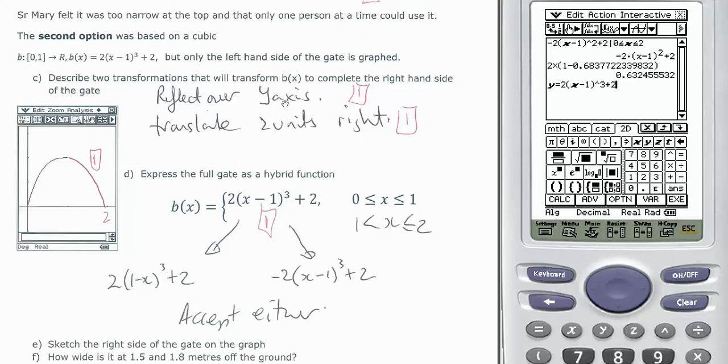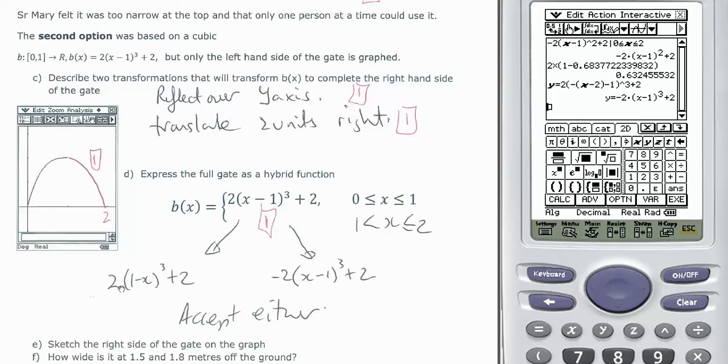A reflection over the y-axis, I replace x with minus x. So here I go, I replace x with minus x. Translate 2 units to the right, I replace x with x minus 2. So that should be my new rule. Minus 2, x minus 1 cubed plus 2 is acceptable.